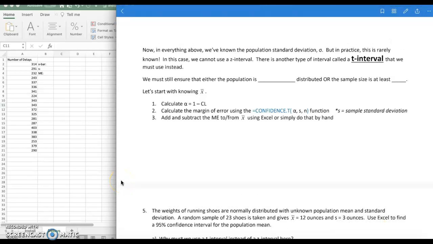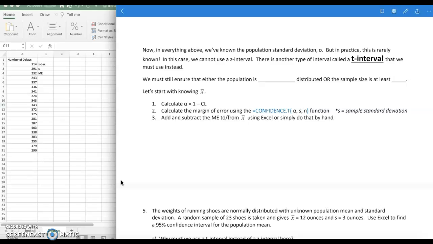Now, in everything that we have talked about in this section so far, we have known the population standard deviation, sigma. So that's been kind of the caveat for creating a z-interval. In practice, in the real world, if you don't know the population mean, it's very likely you also don't know the population standard deviation. So in more general practice, a lot of times you simply cannot use the z-interval because you don't have enough information to do so.